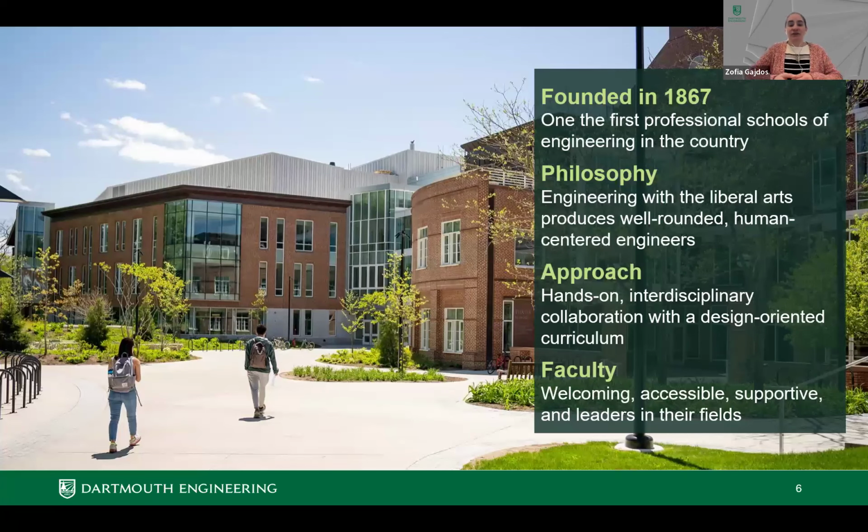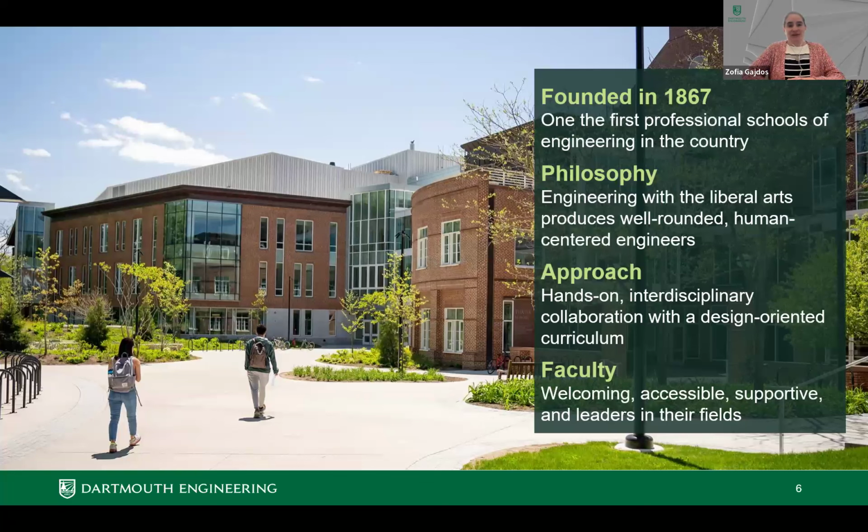So the Thayer School of Engineering at Dartmouth was founded in 1867 as one of the first professional schools of engineering in the country. Our philosophy here at Thayer is that we take engineering and combine it with liberal arts to produce well-rounded, human-centered engineers. And you'll hear a little bit later on about how that relates to how we're designing the courses for this program. Our approach in our engineering education is to take a hands-on interdisciplinary collaboration with a design-oriented curriculum.